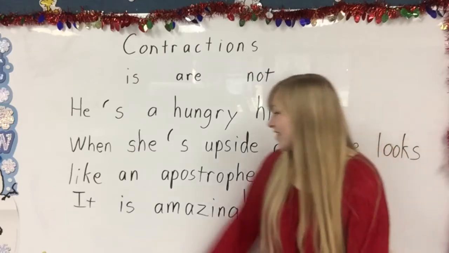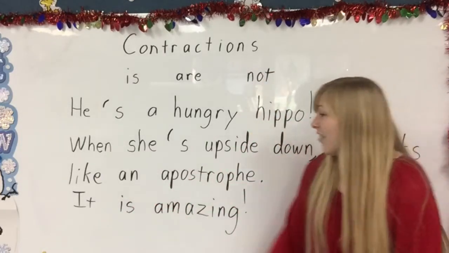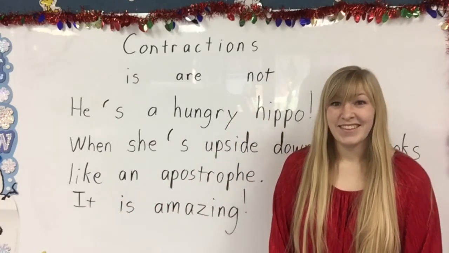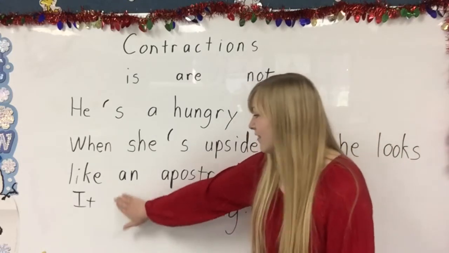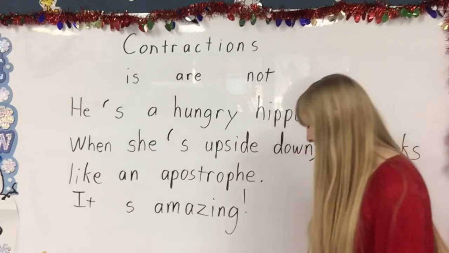Our last sentence says, it is amazing. We're going to use a contraction for it is. Can you tell me how to do that? Right, get rid of the I for is. And what do I put instead? An apostrophe. Great job.